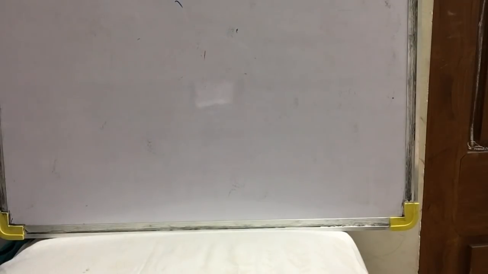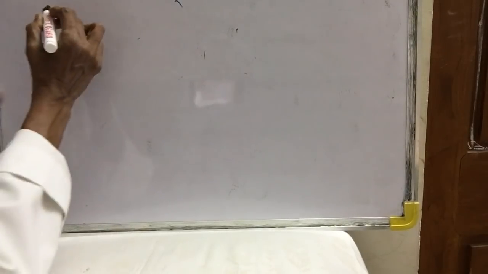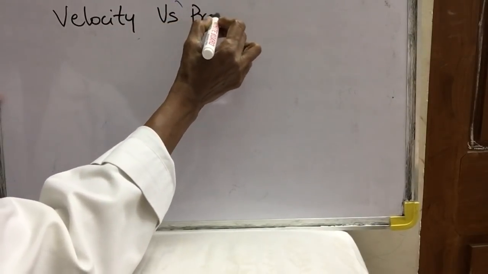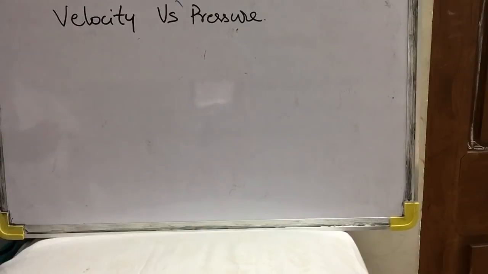The velocity is increasing as the blood is flowing from the venules to the veins, whereas the velocity is decreasing when the blood is flowing from the larger arteries to the small arteries or arterioles. Now coming to the velocity versus pressure. The change in the pressure changes the velocity in any fluid.